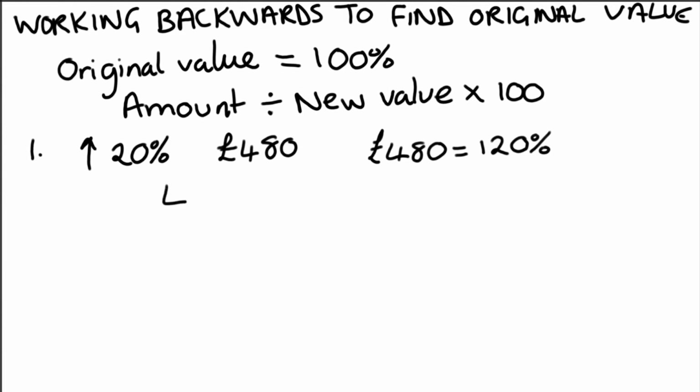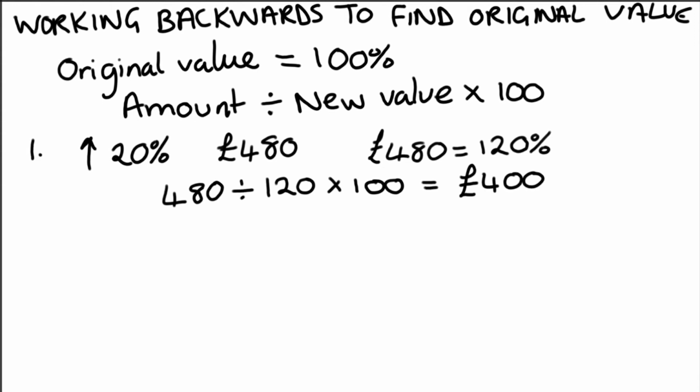So we find 1% by dividing our 480 by 120. And then once we've got our 1%, we then multiply up by 100. So you can just do that all in one go, saves you time. So the answer would be £400. So £400 would be the original value before this watch increased in value by 20%.